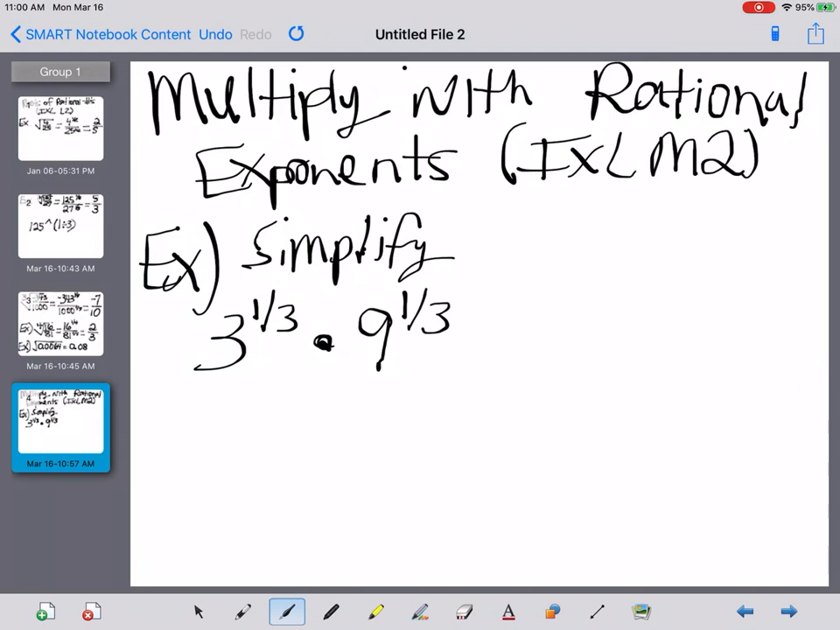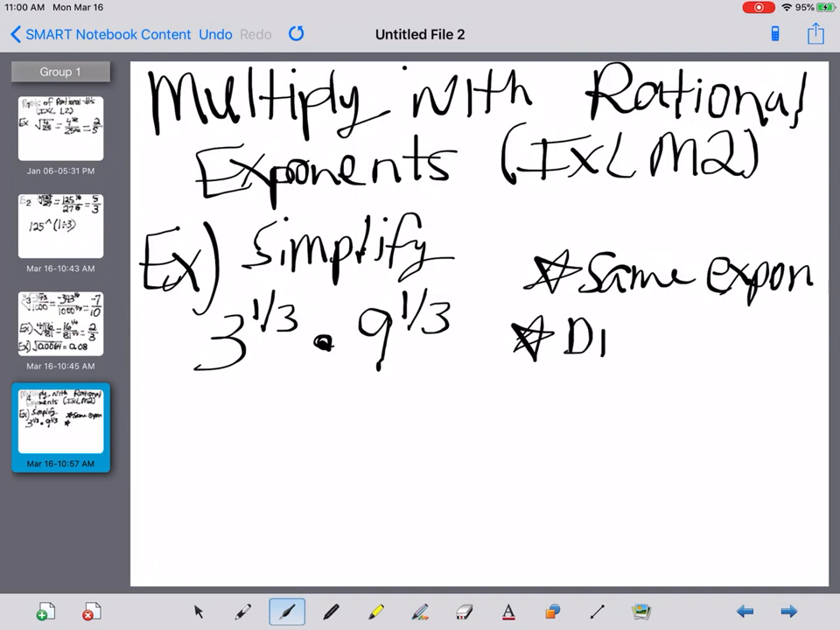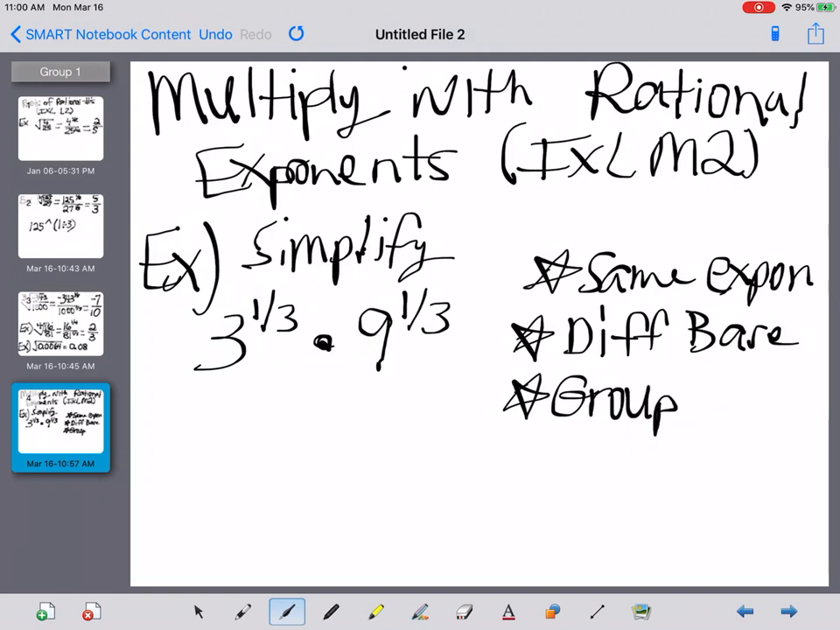So one thing I should notice here is we have same exponents, but we have different bases. So if this is the case, then we're going to group it, and then we're going to solve it that way. Okay, so anytime I have the same exponent, different base, I'm going to group. So we're going to group the 3 and the 9 together.